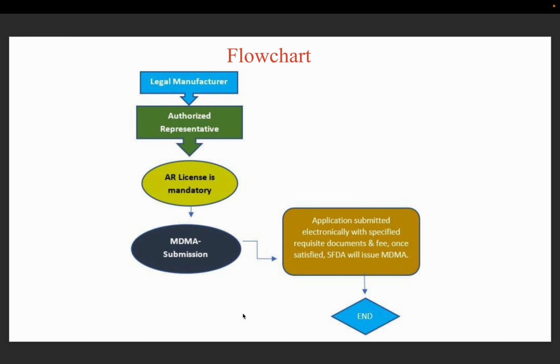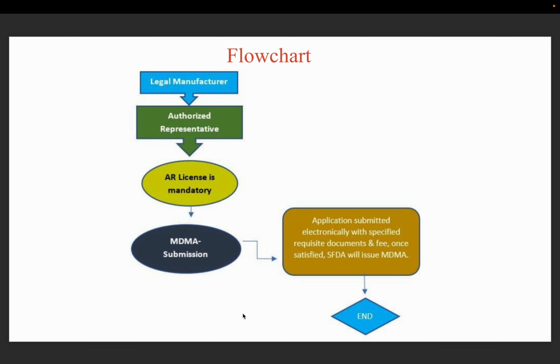So the first step is to get the AR license, which is very mandatory. Assuming your first step has cleared, it has been issued by the SFDA, it has been listed. Now the second step is to get the certificate, I mean the final approval from the SFDA, in order to place your product into the market. This is called an MDMA submission.